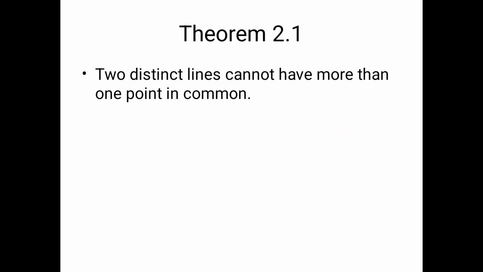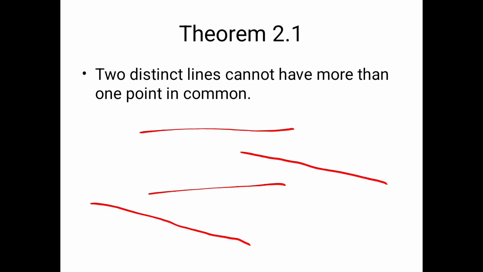Now this is the last point we come across in this chapter. That is, we have only one theorem here. That is theorem 2.1: Two distinct lines cannot have more than one point in common. Now I have taken some random line segments here. Now what I will do, I will extend these line segments on both the sides, and I will extend this line segment also on both the sides.